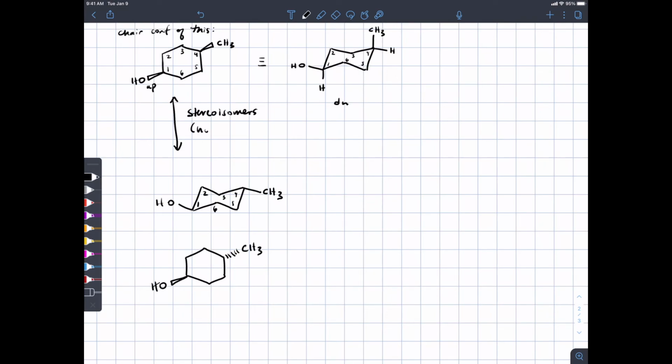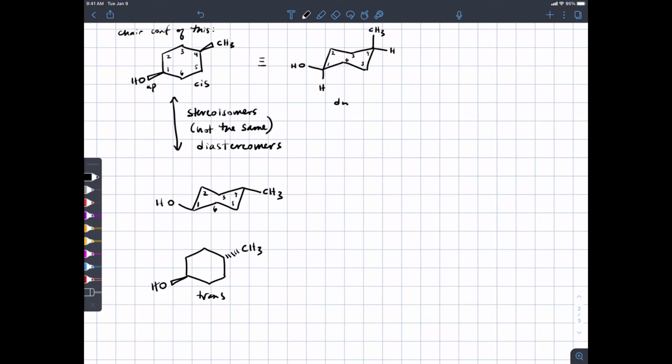They are not the same. And they're also, we're going to learn, not mirror images of each other. So the word we're going to use to describe these is diastereomers. This one has the groups cis, this has the groups trans.